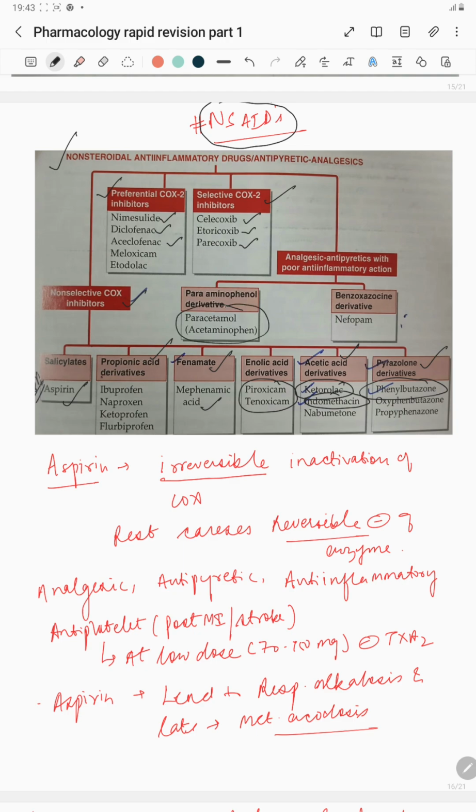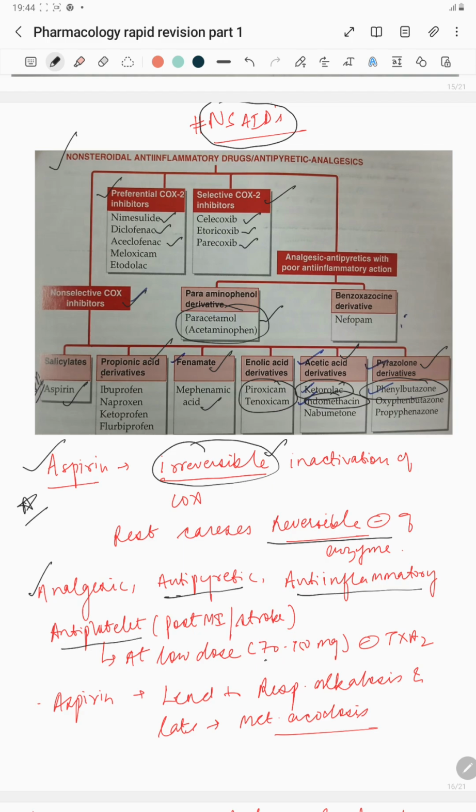Paracetamol, which is analgesic, antipyretic, but has very weak or poor anti-inflammatory action. The important drug is aspirin. The mechanism of action is irreversible inactivation of the cyclooxygenase pathway. Rest all the drugs cause reversible inhibition of the enzymes, but aspirin causes irreversible inhibition. Aspirin is analgesic, antipyretic, anti-inflammatory as well as has an antiplatelet effect.